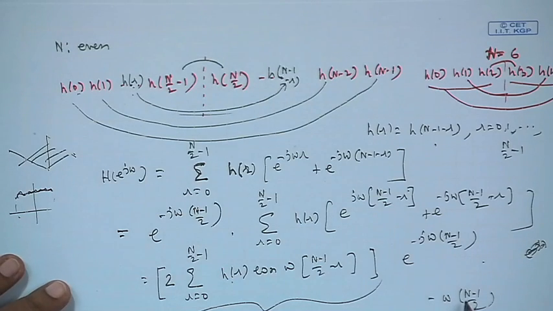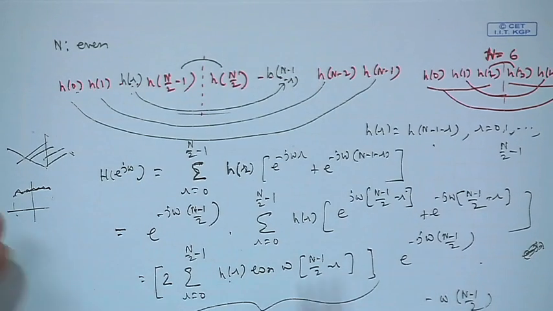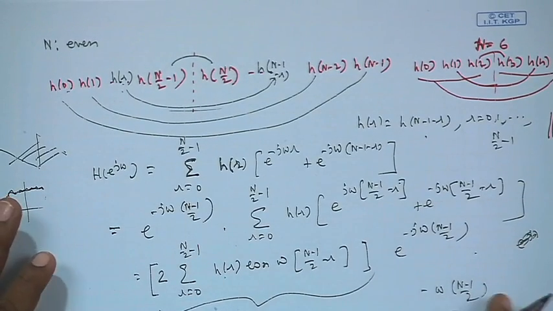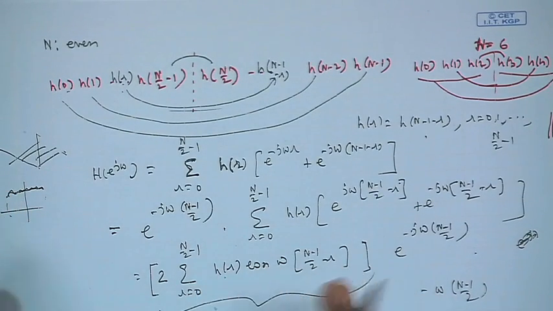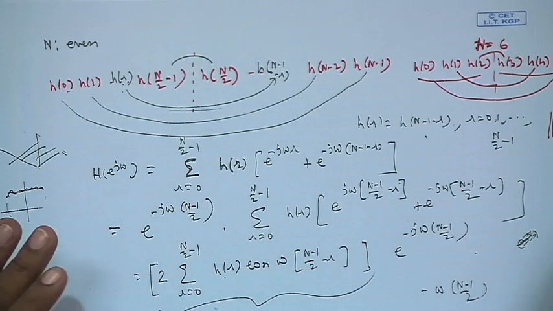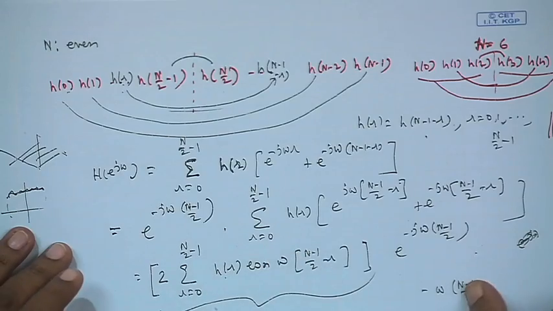Only thing is capital N is even now. So, N minus 1 by 2 is a fraction. That is why this delay will not be physically meaningful. That is why we prefer the N equal to odd case, that will amount to a perfect delay of the signal. So, this is possible only when the filter is FIR. All right.